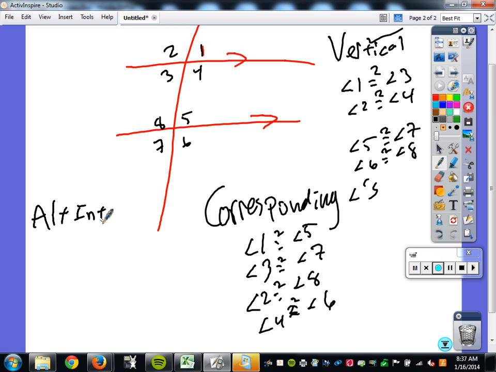Alternate interior. Let me show you why. Who is angle 1 congruent to up here? Angle 3, right? Because of vertical angles, right? But angle 1 is also congruent to angle 5 because of corresponding, right? Does that make sense to everyone?